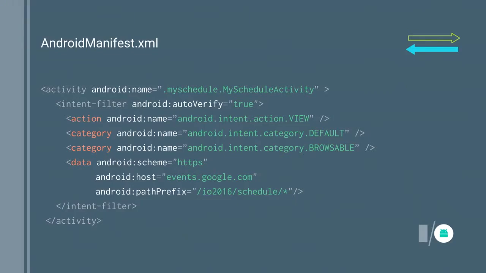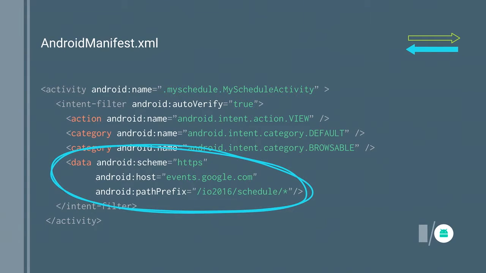So every Android app has something called the Android manifest, and here's an example of the IO app's manifest, more specifically of the intent filter section. And that's where it declares that it can handle any URL in the domain events.google.com that starts with the path IO 2016/schedule/anything. And then there's this little attribute that you can see, auto-verify equals true.